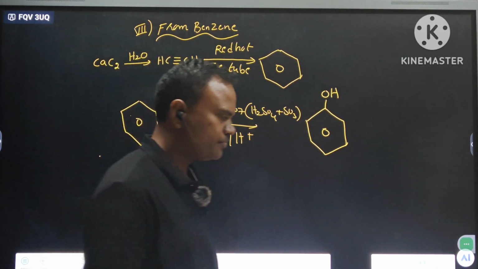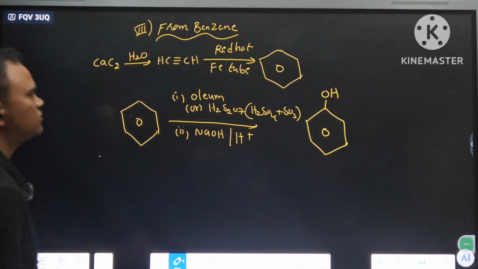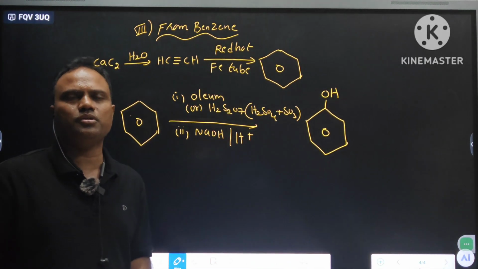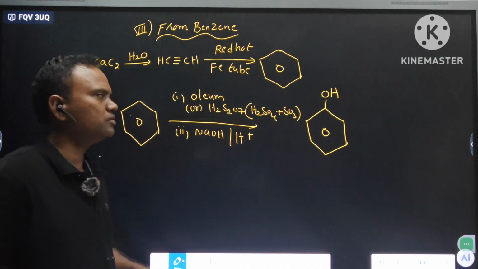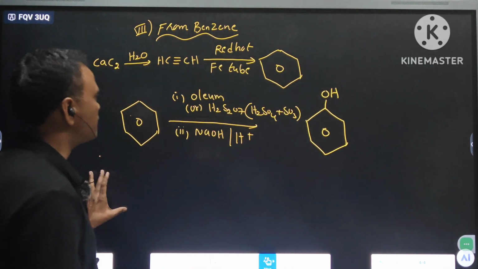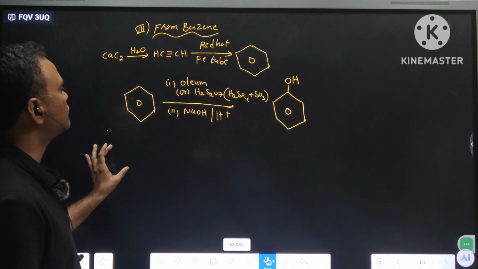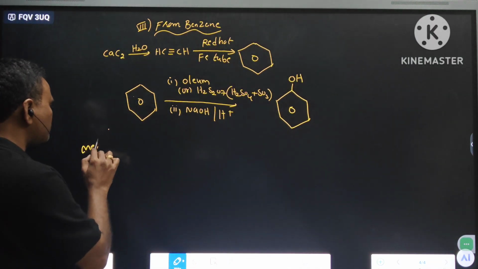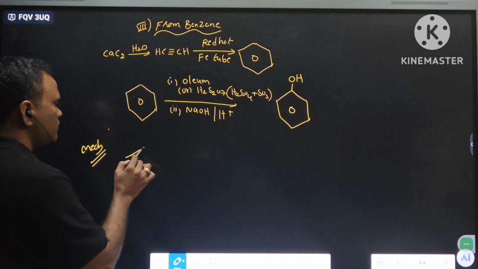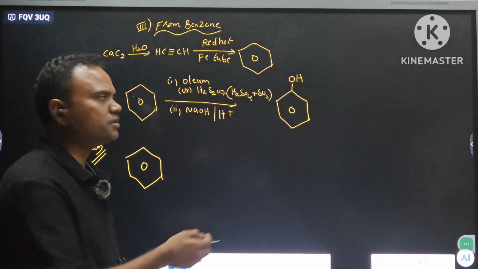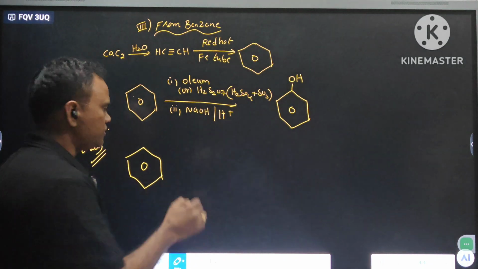Clear all of you? Let us see the mechanism for this. This is optional only. If you are able to remember, then you read, otherwise you remember directly. But I will give the mechanism, step by step mechanism for this method. Okay, from benzene. See, this is your wish completely, right? If you are able to remember, then learn, otherwise remember this direct reaction.